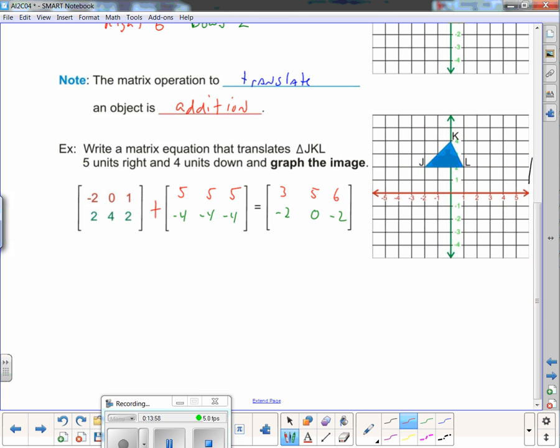And if I were to graph that, 3, -2, 5, 0, and 6, -2. There's my image, and what is this? J prime, K prime, L prime.